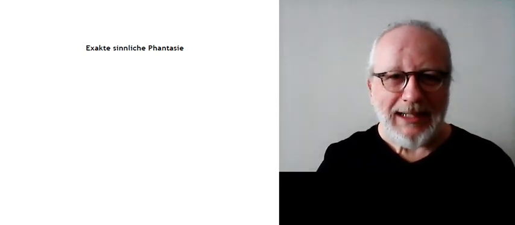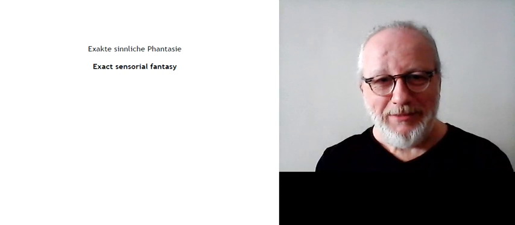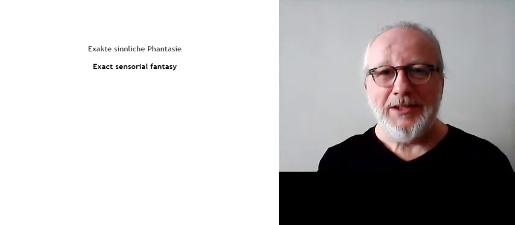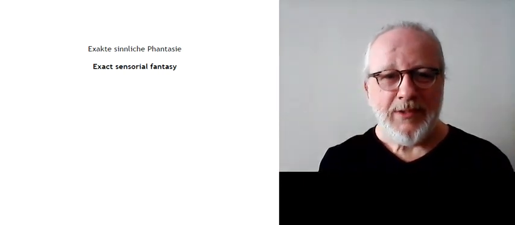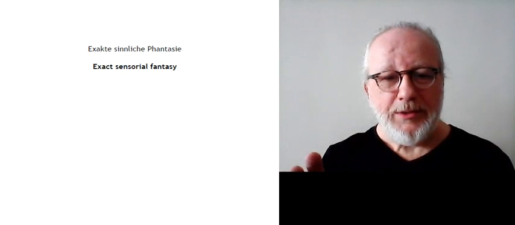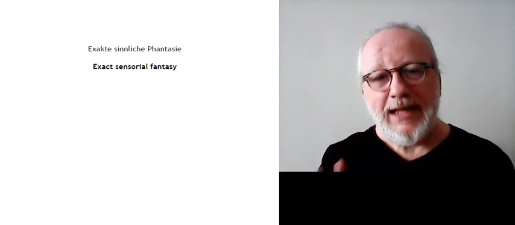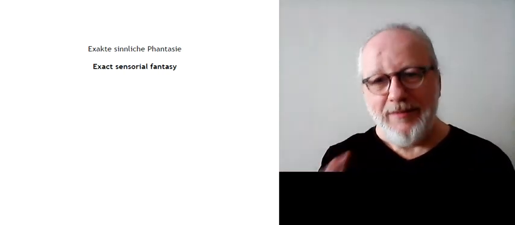So this next section, I want to do a bit of German with you. It's always useful, I think, to get exactly what Goethe was going for. This one is called Exakte sinnliche Fantasie, which translates pretty much word for word. That's a nice thing about English and German, you've got a lot of words the same. So this means exact sensorial fantasy.